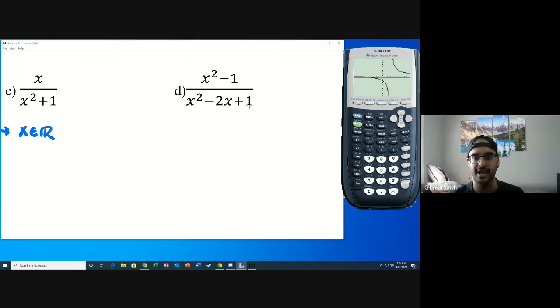I need two numbers that multiply to 1, add to -2. Those two numbers are going to be 1 and 1, both negative. Okay, so this is going to be a perfect square trinomial since those two numbers are the same.